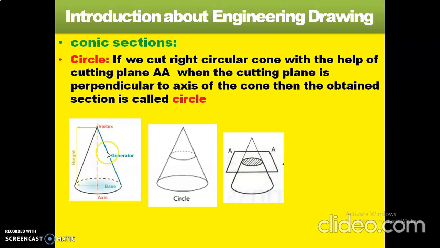So if we cut the right circular cone with the help of the cutting plane, when the cutting plane is perpendicular to the axis, we get a circular shape like this. If you remove the top portion of the cone, it will appear like this. This shape is called circle. Okay, I hope you understand.